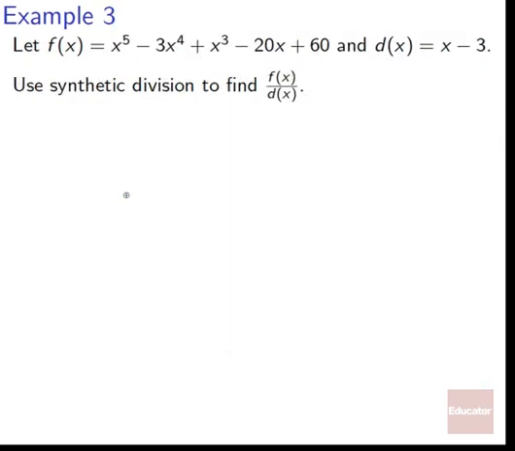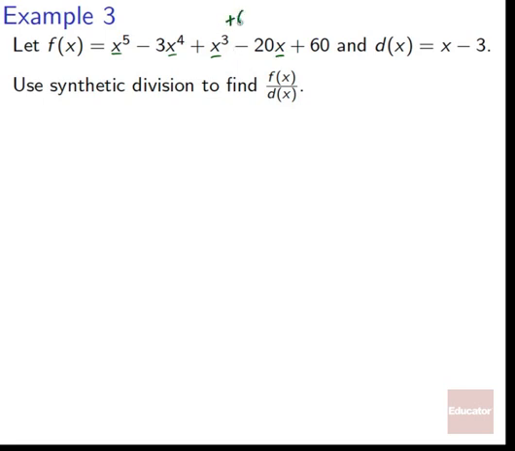Great. Example 3. Let f of x equal x to the fifth minus 3x to the fourth plus x cubed minus 20x plus 60 and d of x equal x minus 3. Now we want to use synthetic division to find f of x divided by d of x. All right, so first thing to notice, x to the fifth, x to the fourth, x cubed, right? Hey, there's no x squared. So we need to figure out what is x squared.